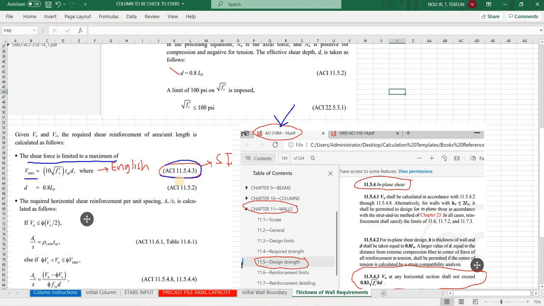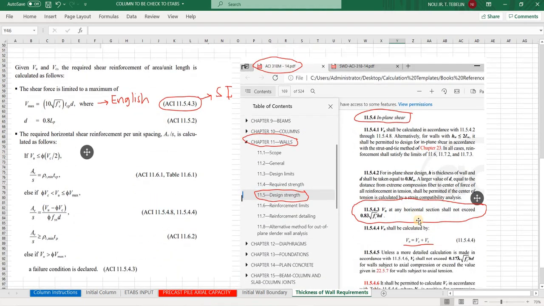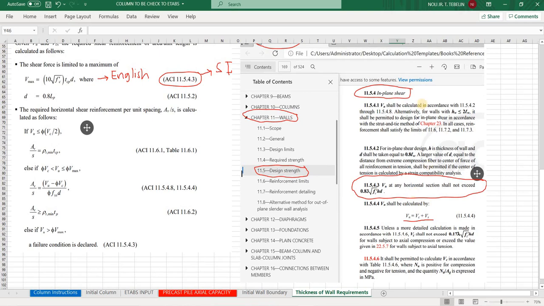ACI 11.5.4.3. So from the ACI 318-14M, we have here walls, chapter 11, from this, 11.5, so this is 11.5.4.3, this is the code. So there is a provision written in the code, this is in-plane shear, okay? So we're dealing with the in-plane shear.